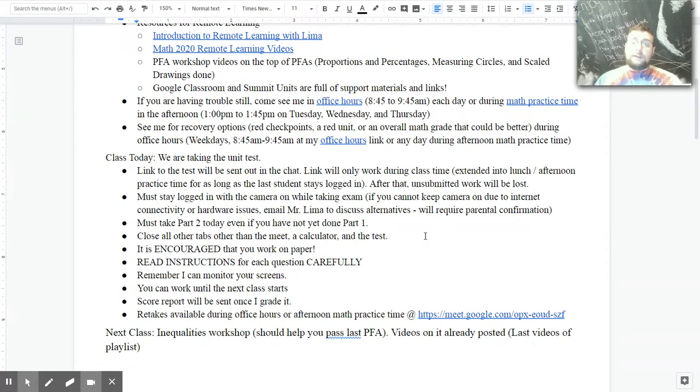a link will be available on the actual class itself, on the actual Meet, and it will only be available during the Meet. So if you miss the Meet, you actually have to take the retake, and you won't have another retake to take. So it's very important that you are in class, because that's the only chance you get to get the real test. After that, you have to take the retake, and that's the only time you get to do it. You have until the end of the class to do so.